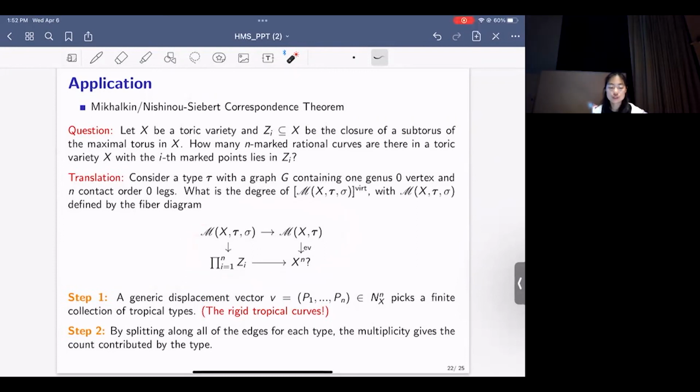And we can do a similar thing. And here, the generic displacement vector also occurs in the original paper by Gross and Siebert, where we perturbed it in a general way such that there exists only a finite collection of tropical types that will contribute, and the splitting formula gives you, for each type, the multiplicity contribution of that tropical curve counting.